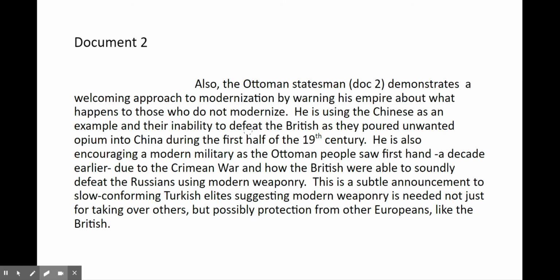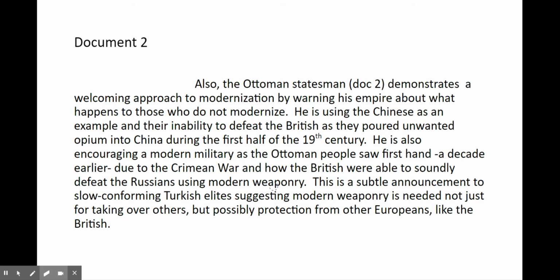Again, I'm using the same words from the prompt over and over, and it's just going to get you points. He is using the Chinese as an example of their inability to defeat the British. He is also encouraging a modern military. And then he goes on to say he's probably referring back to a decade earlier, the Crimean War, where the British soundly defeated the Russians. Again, that's history. That's from the hip moment.